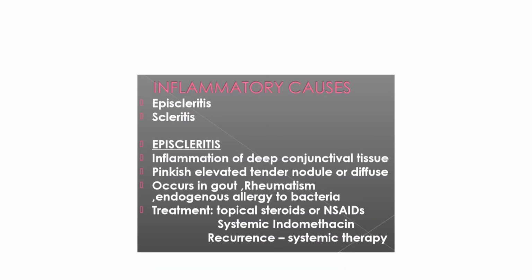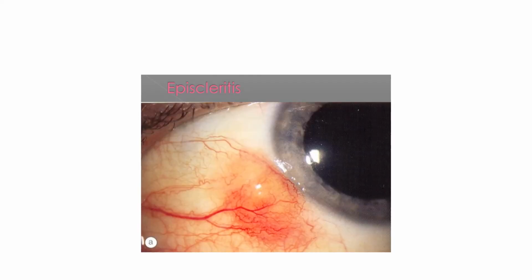As inflammatory causes of the limbal swelling, there are two conditions, nodular episcleritis and nodular scleritis. Now, episcleritis. It is inflammation of the deep conjunctival tissue. It is a pinkish elevated tender nodule or it can be diffuse. It occurs in association with gout, rheumatoid arthritis, and with some endogenous allergy to bacteria. Treatment is topical steroid or NSAIDs, systemic indomethacin, and recurrence is treated with systemic therapy. This picture is showing a case of nodular episcleritis.